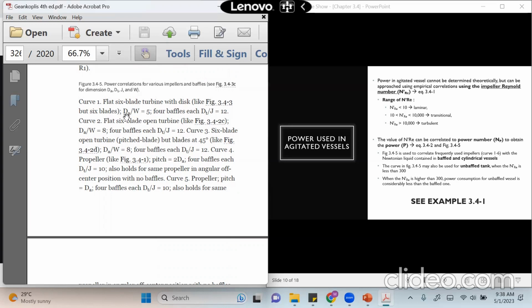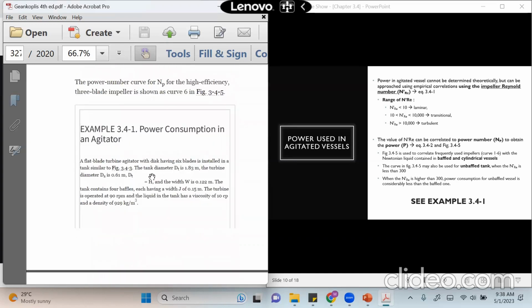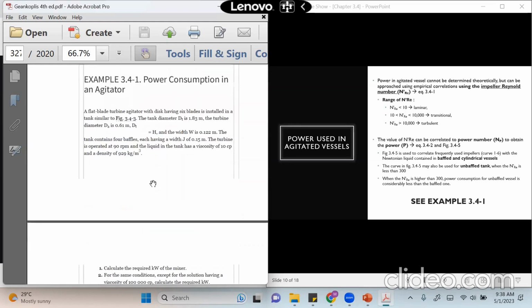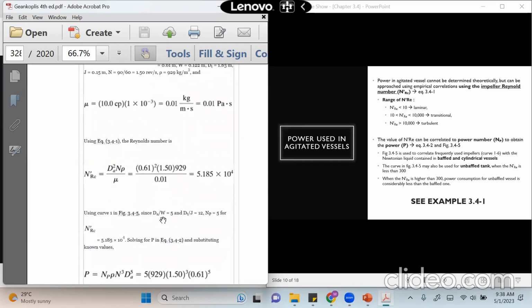Okay, 4 baffles, dA over W is 5, dT over J is 12. Four baffles, okay, that's good, so it's a baffled tank. And then I have to make sure dA over W should be 5 if I want to use curve 1. dT over J should be 12.